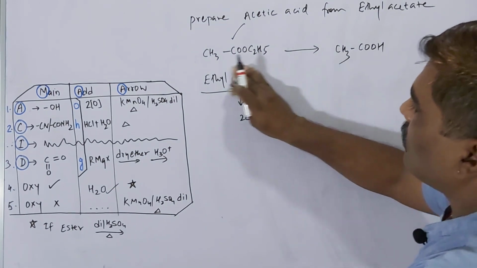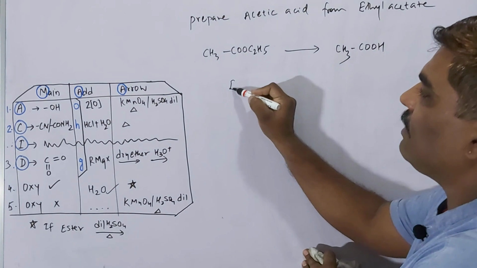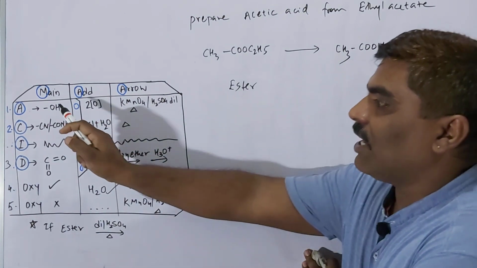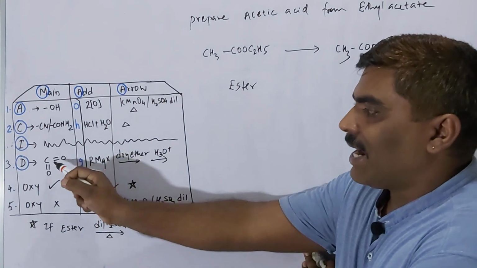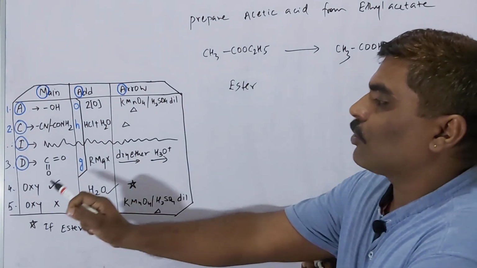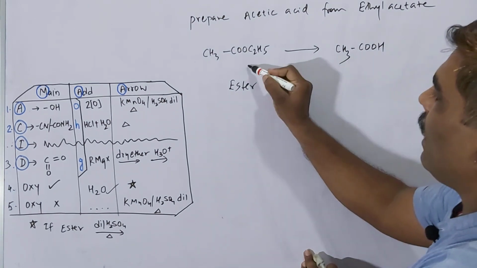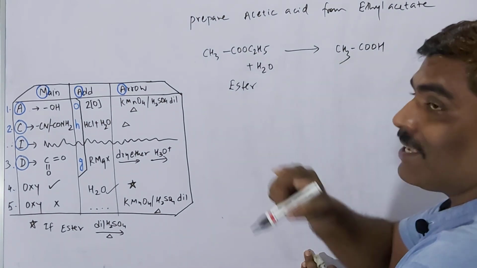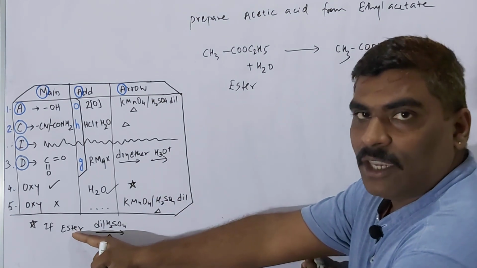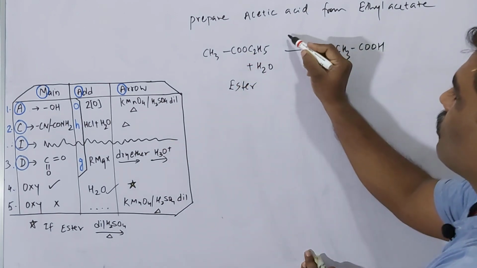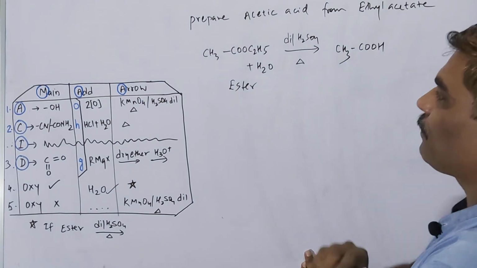Now we'll try to find out which number this belongs to. As we know, this is ester, and here we have alcohol, cyanide, amide, dry ice. So this directly belongs to number 4. Oxygen is there, so what are we going to add? Water. But as I said earlier, the star mark is for ester. If ester is there, what you write is dilute sulfuric acid, heat.